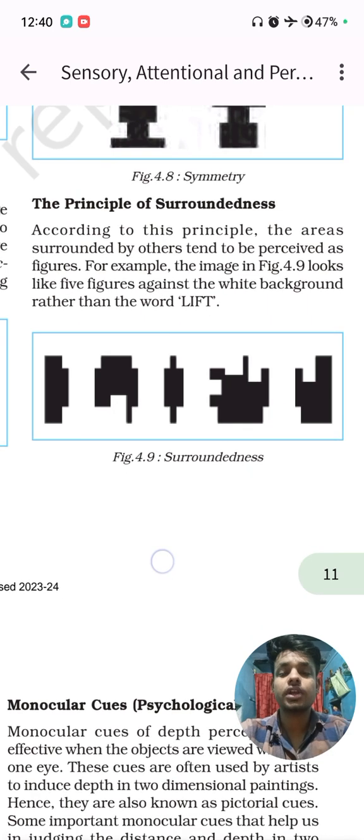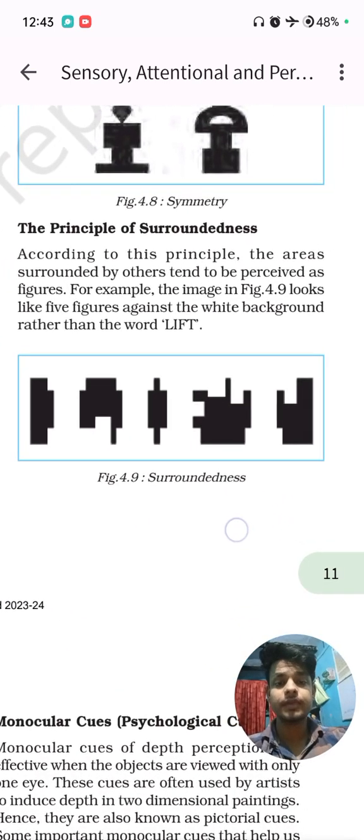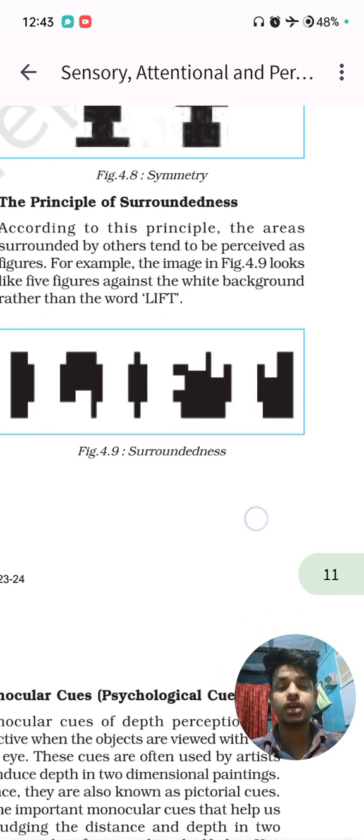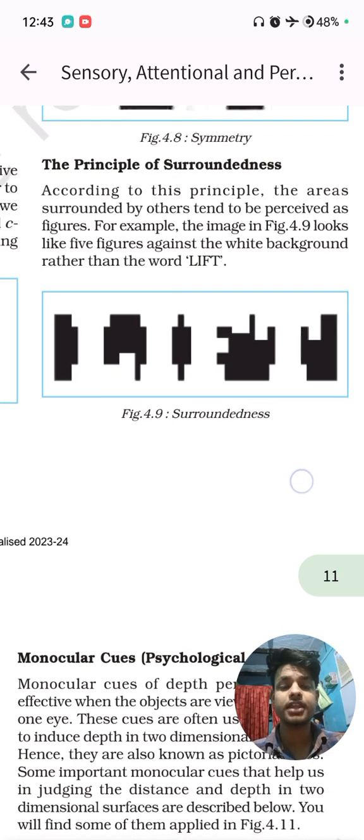The principle of surroundedness. According to this principle, the area surrounded by another tends to be perceived as a figure. For example, the image in figure 4.9 looks like five figures against the white background rather than the reverse.